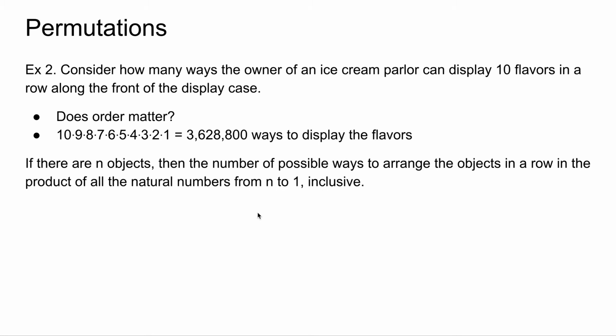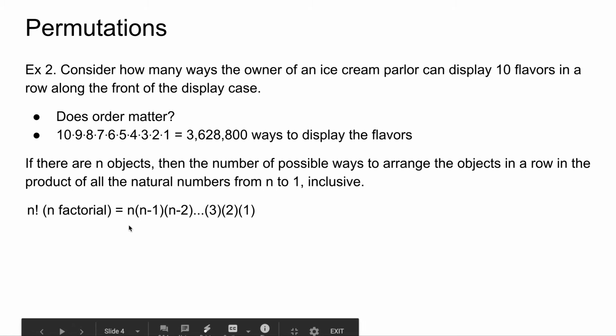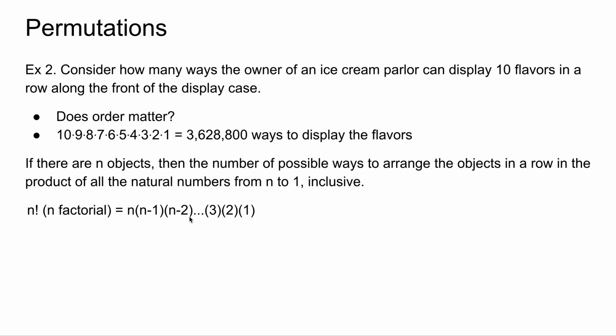So we can conclude, using the generalization: if there are n objects, then the number of possible ways to arrange all of these is n factorial. n times 1 less than that, 1 less than the previous one, all the way to 1.